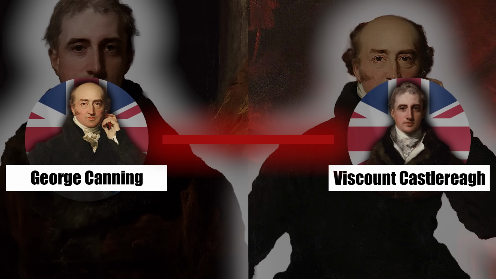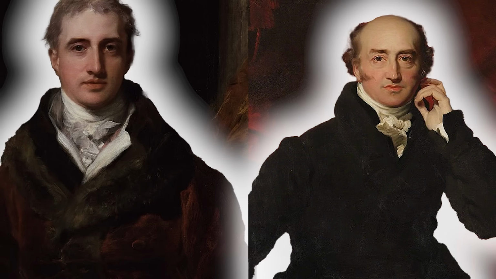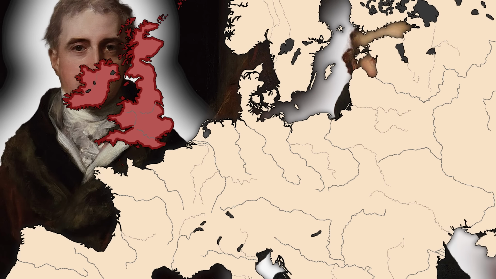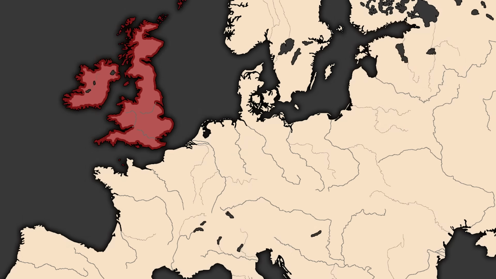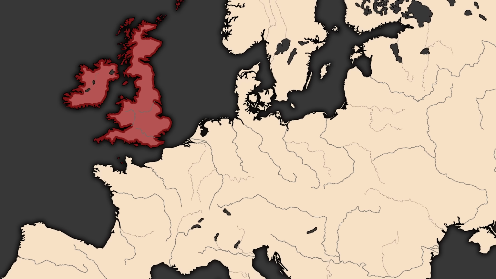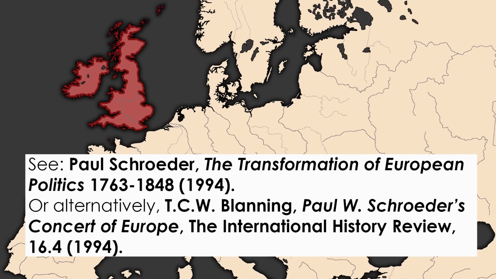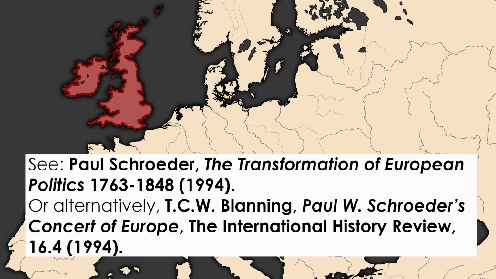This video then aims to be a short comparison of the two men, how their styles differed and how they affected British power and relations with the concert of Europe. Firstly, it's important to understand which era these two men grew up in, and for this I'm going to rely heavily on Paul Schroeder's conception of the international system.